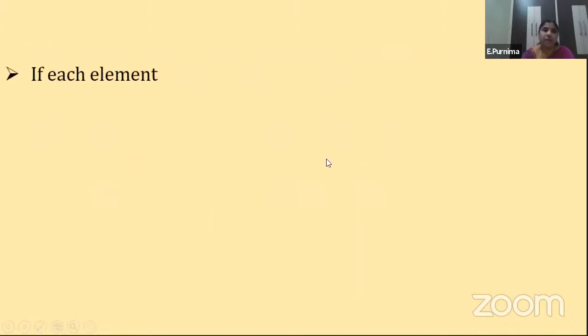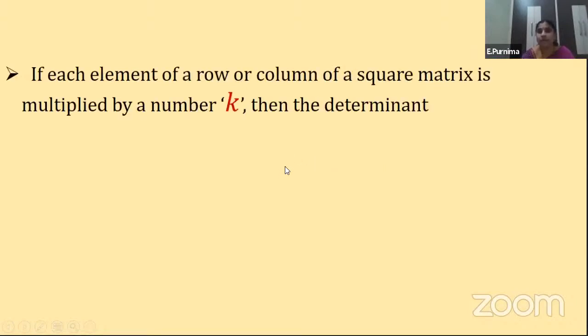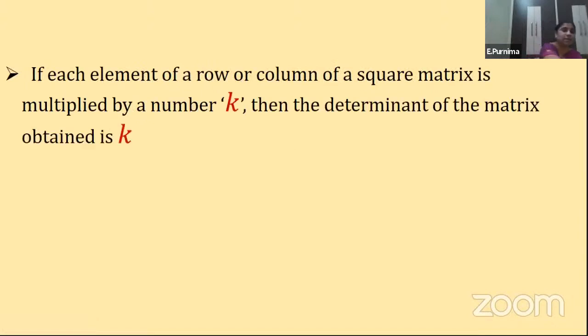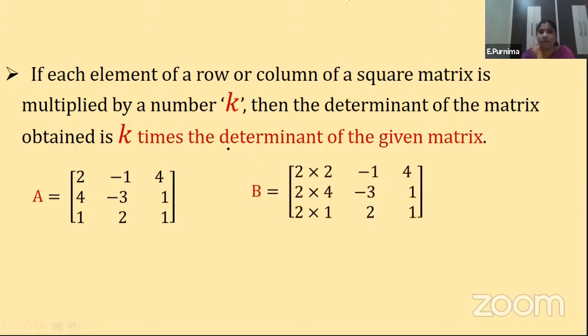And the next one is: if each element of a row or column of a square matrix is multiplied by a number k, then the determinant of the matrix obtained is k times the determinant of the given matrix. Is it clear? So what is this, children? If each element of a row or column is multiplied by a number k, this is our matrix, children. So now here this matrix is multiplied with, well, here I'm taking the first column.